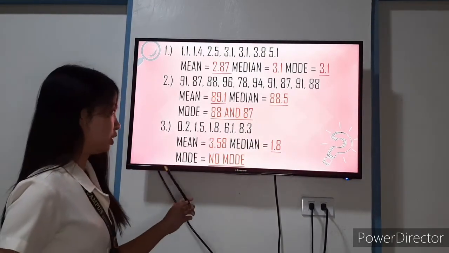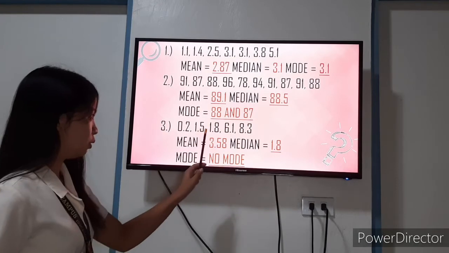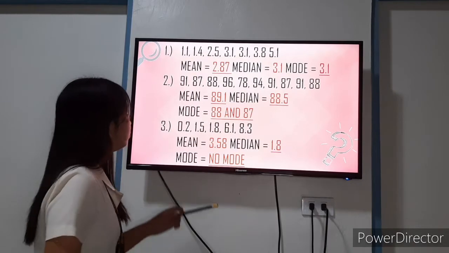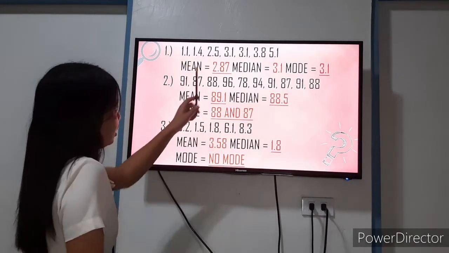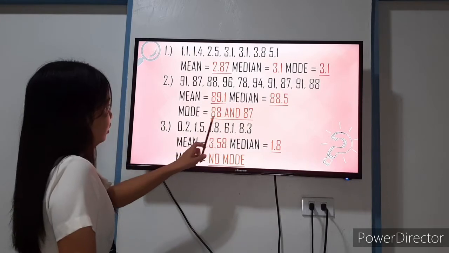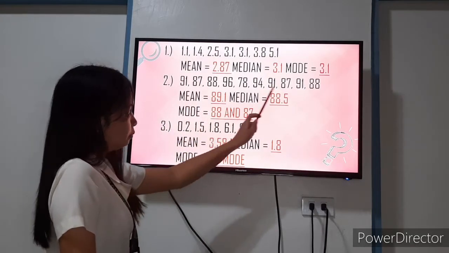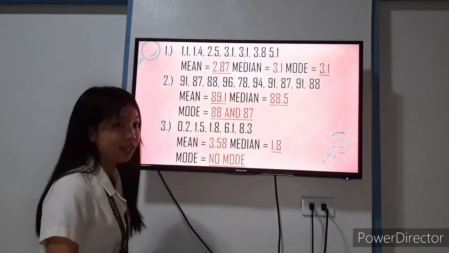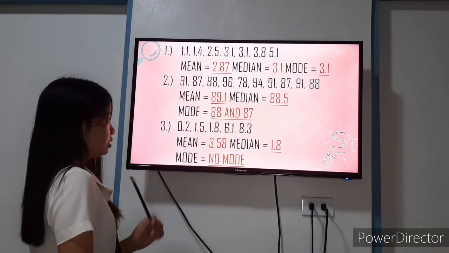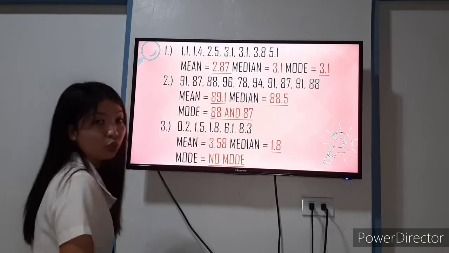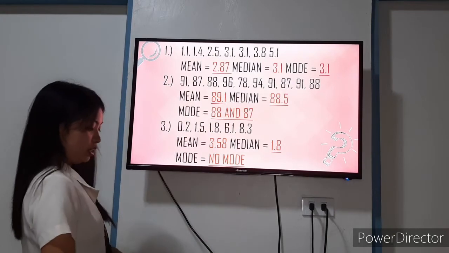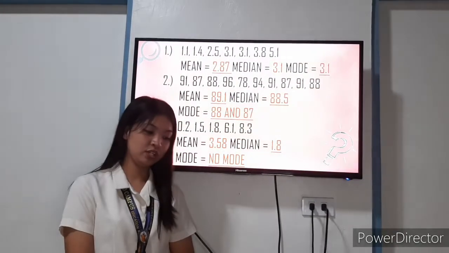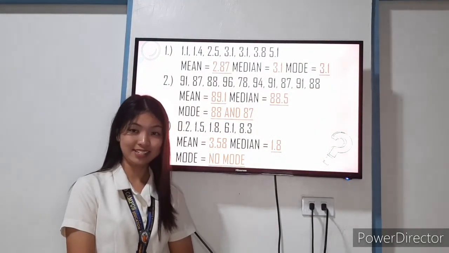The number 3, the median is 1.8. Okay? And the mode in number 1 is 3.1. Number 2 is 88 and 87 because they appear twice. And the third set of data has no mode because each data appears only once. Okay? Is there any question on the 3 measures of central tendency?